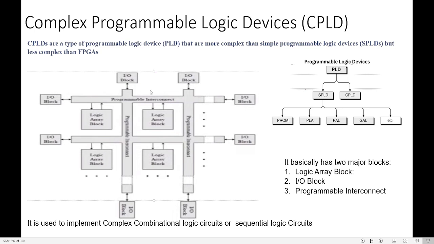We can write the construction as the circuit is constructed in this way. There are two important blocks: one is IO block, other one is logic array block. The IO block and logic array block communicate with each other internally with the help of programmable interconnect. So there are basically three: logic array block, IO block, and programmable interconnect, which interconnects these two.